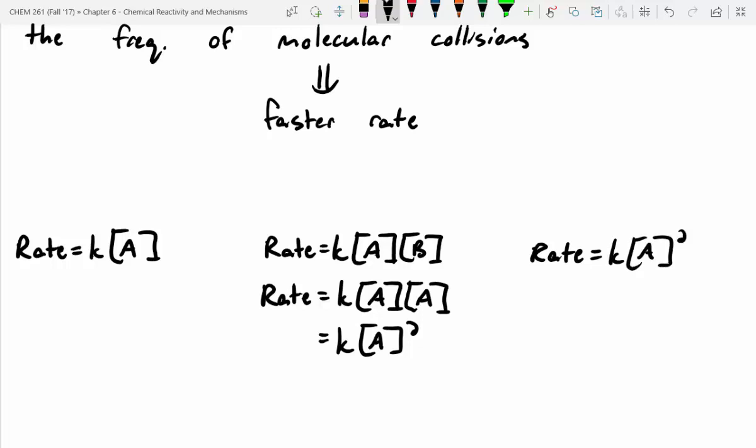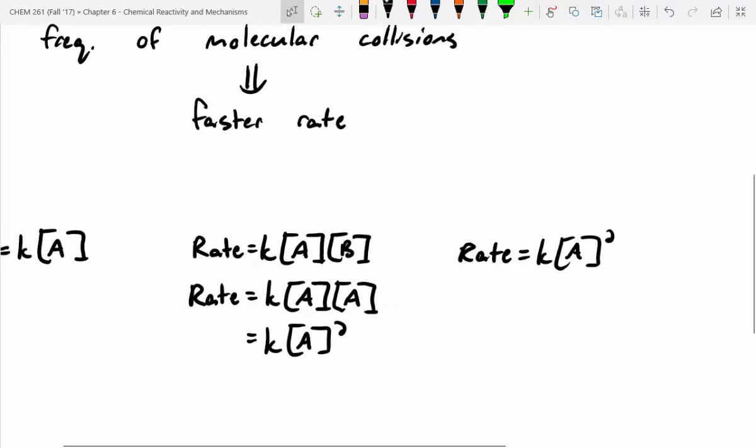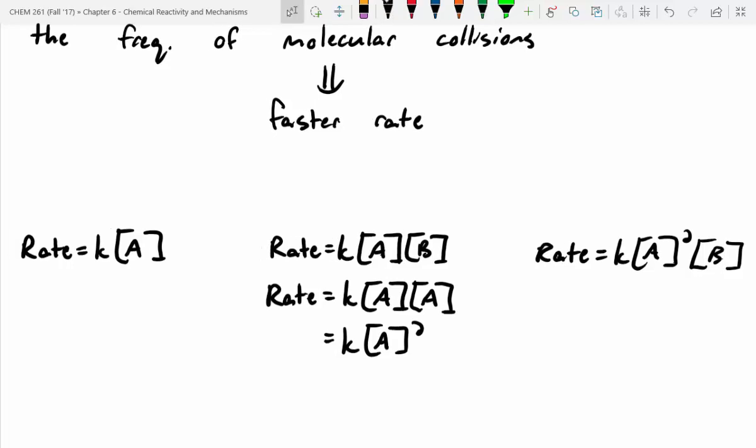Maybe you rely on two A's colliding with a B. So I'll say A squared B. And we can classify these as first, second, or third order reactions. The first order reaction would be the example on the left, meaning it only relies on one thing, either decomposing or reacting.